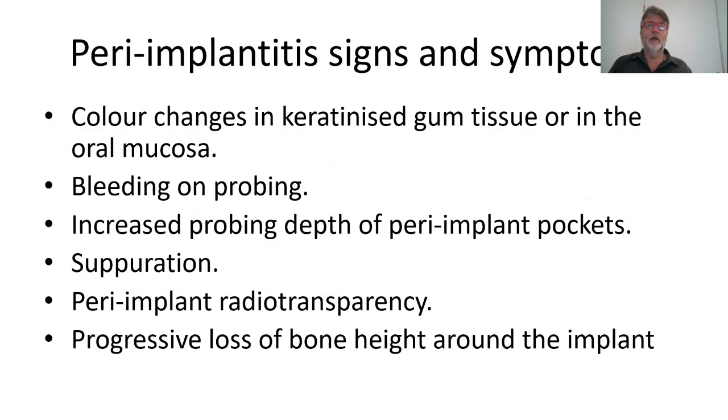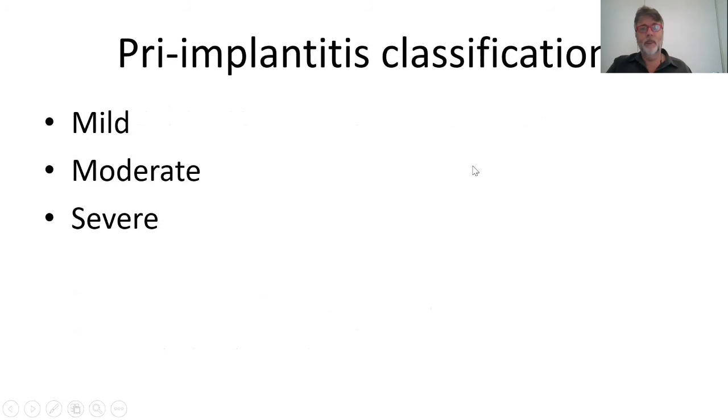So, peri-implantitis signs and symptoms: we've got color changes in the keratinized gum tissue or in the mucosa, bleeding on probing, increasing probing depth of peri-implant pockets, suppuration, peri-implant radiolucency, remember this patelliform, and progressive loss of bone height as well around the tooth. You can get not just intraosseous defects, but also this horizontal change in the bone as well.